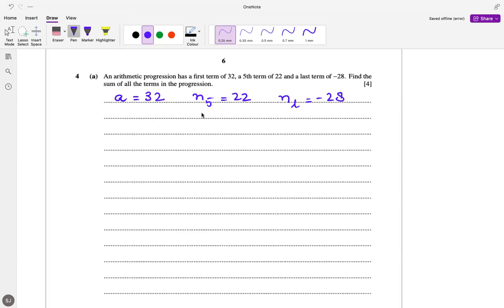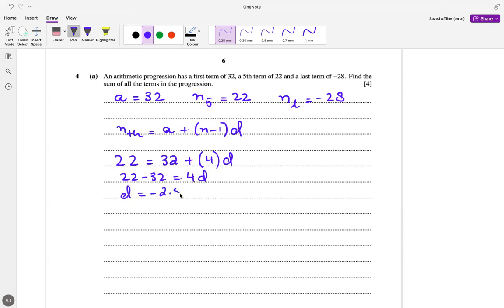Now, the way to solve these types of questions is that if we have to find the sum, we need to know the number of terms in this progression. Using this information that the fifth term is 22, we know that the formula for the nth term is a plus n minus 1 into d. Given that the fifth term is 22, over here we can write 22. a will be 32 plus 5 minus 1, which is 4, into d. Using this, we can find the value of d, which will be 22 minus 32 is equal to 4d. So d will be minus 10 upon 4, which is minus 2.5.